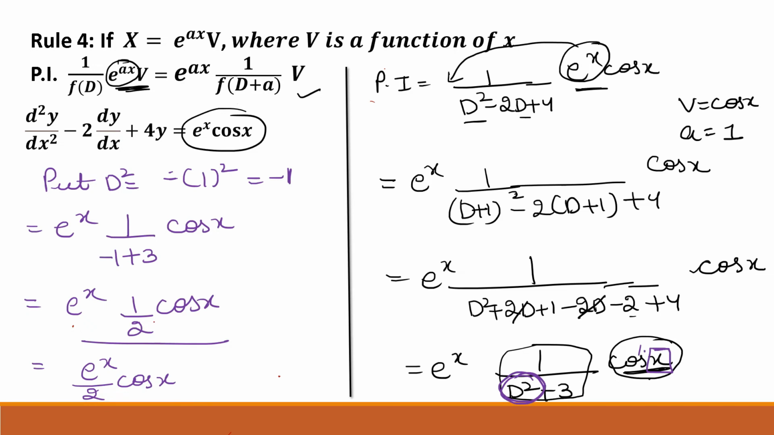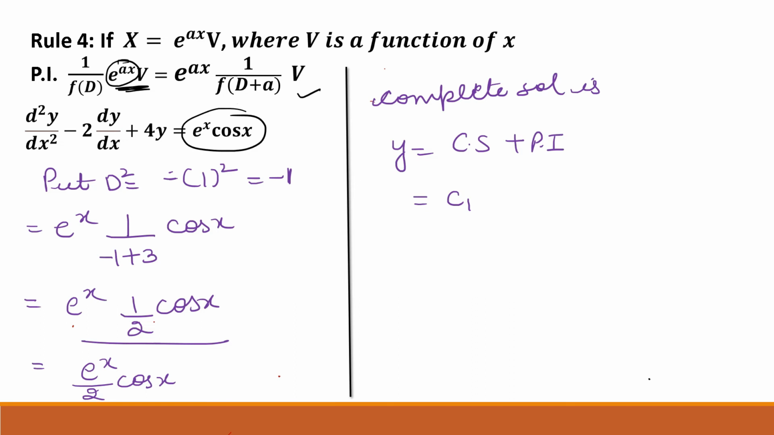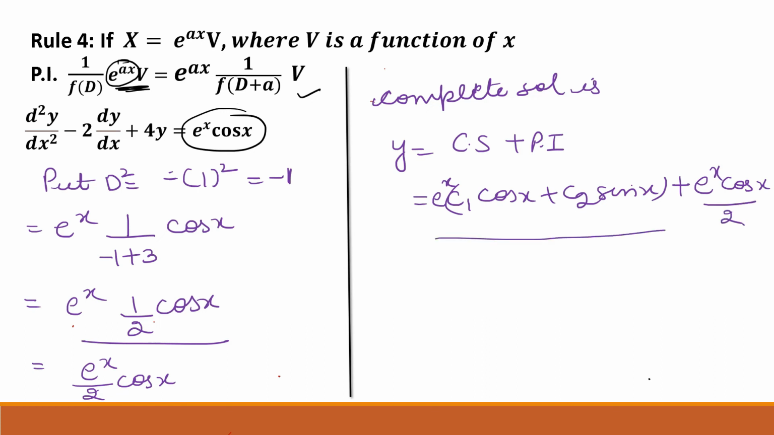So we have already done the complementary solution. What is our complete solution? The complete solution is the complementary solution plus the particular integral. The complementary solution was c1 cos x plus c2 sin x, and here we had e power x, plus the particular integral, which came out as e power x cos x by 2. So this is our final answer.